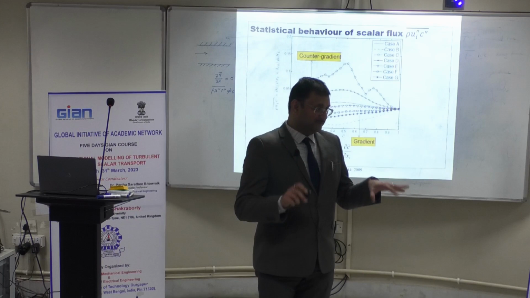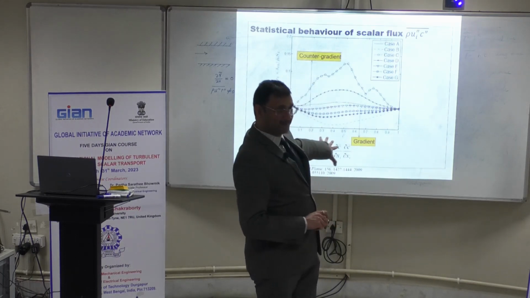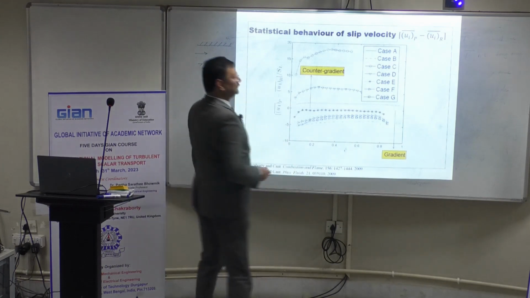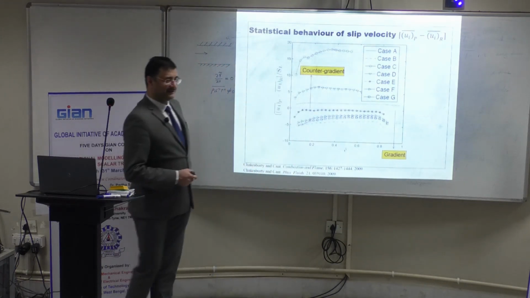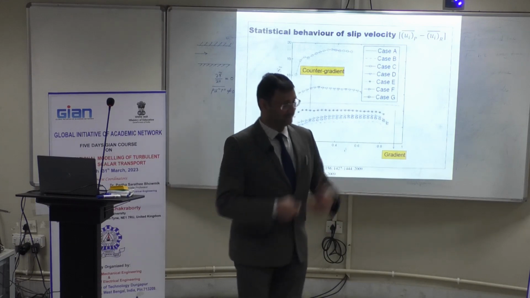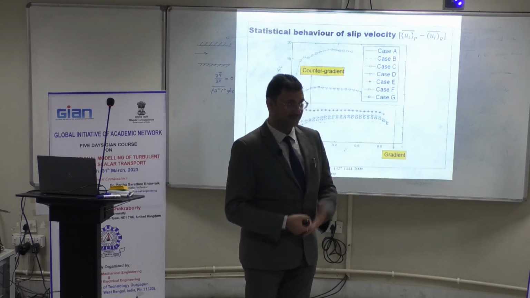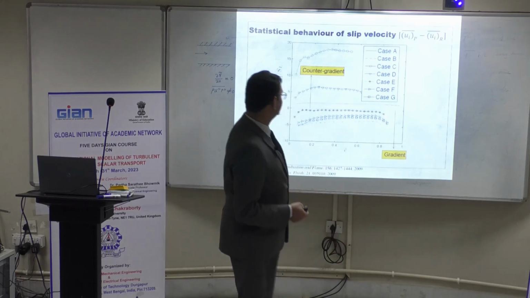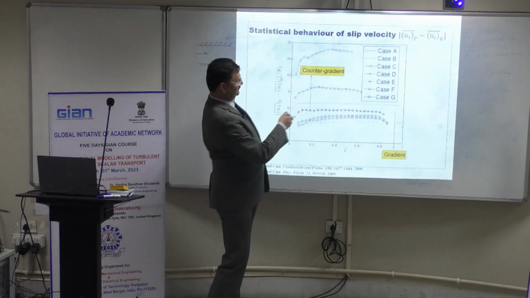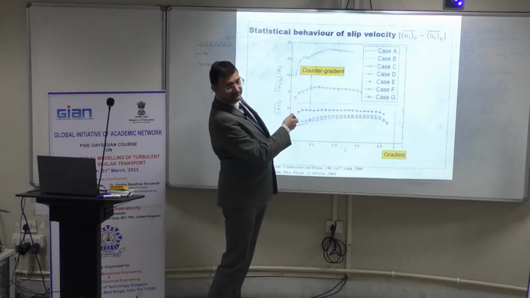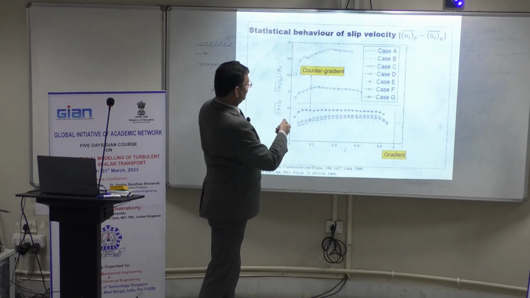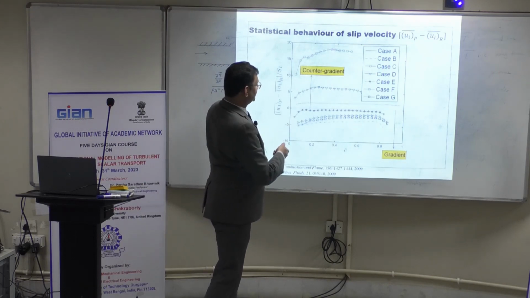So whatever we talked about, you can see the evidence from direct numerical simulation. I told you if the slip velocity is positive, you will get counter gradient behavior. If slip velocity is negative, you will see gradient behavior. Exactly the same. Case C, very high positive value. That is followed by, so this is Lewis number 0.34, this is Lewis number 0.6.